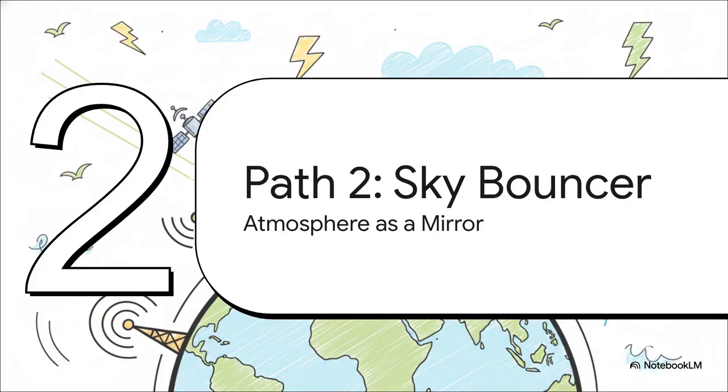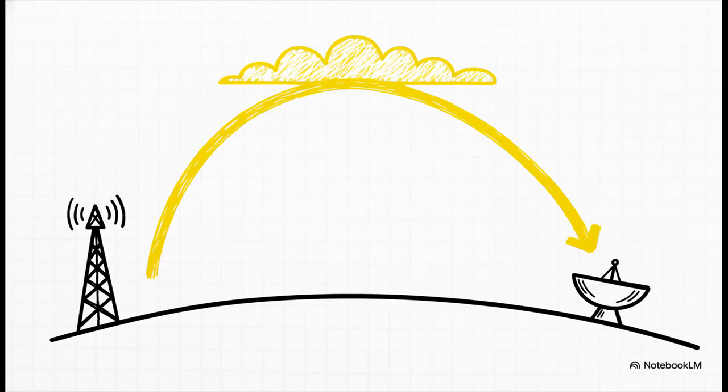But what if you need to go farther than just across town? Well, for that, we've got to look up and use the sky itself as a giant invisible mirror. So let's check out our next path and see how this works. This is where things get really, really cool. We can actually aim a signal up at the sky and have it bounce right back down to Earth hundreds or even thousands of miles away. Our own atmosphere becomes a kind of natural satellite dish.